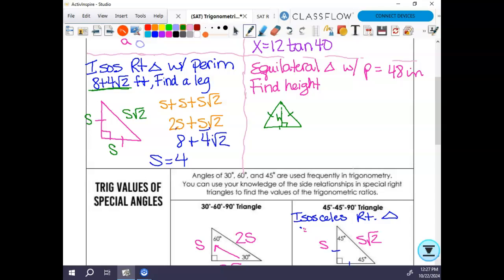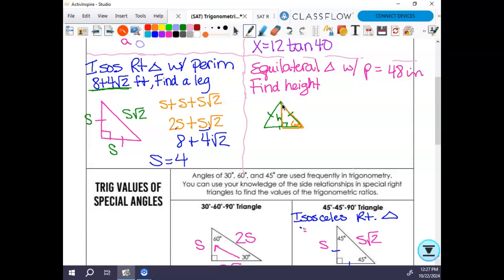What else besides the sides being congruent? The angles. So if I have three angles in my equilateral triangle, what's the measure of one of them? 60. Good, it's 180 divided by 3. So this angle here is 60 degrees. So is this one, right? And I want to find the height. So I have this special right triangle right here that lives inside my equilateral triangle.